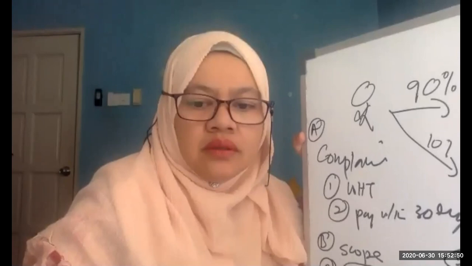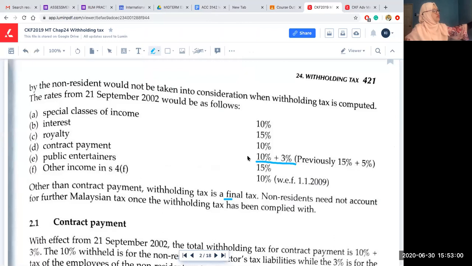Okay, let's go back to the textbook. We have the rate here. You have to know it for each type. If you were to do a summary of this topic, you can do that in a column or table form. You have the type of income, the special classes of income: interest, royalty, contract payment, public entertainers, and so on. Then you want to know what the rate is, and what the derivation is for each type of income. It will be different. Or you may want another column for the definition. It depends on how you arrange the income types on the column or row side. It's up to you. But if you can do a summary of this topic in column form or in a table, it will be very easy for you. Okay. So what is a contract payment?